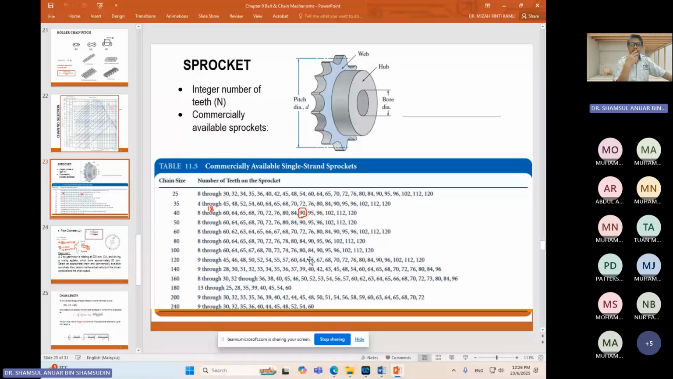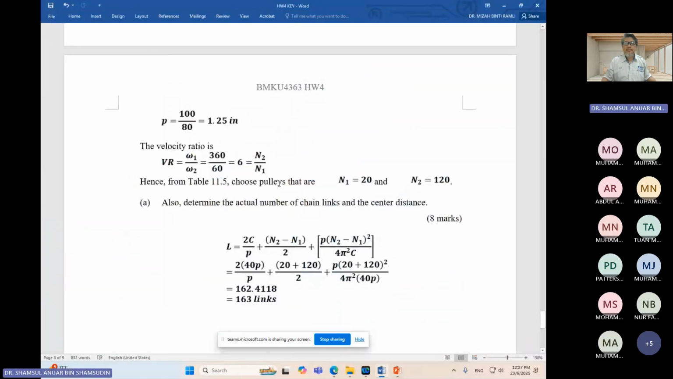Is there any other combination that can give 6? 72 divided by 12 works. If you say you don't want 120, what about 90 divided by 6? That's 15, so 90 over 15 works. So there are many choices that you can choose from to get 6.